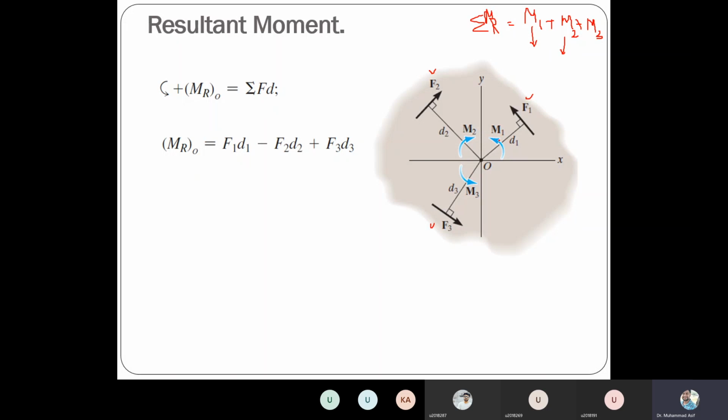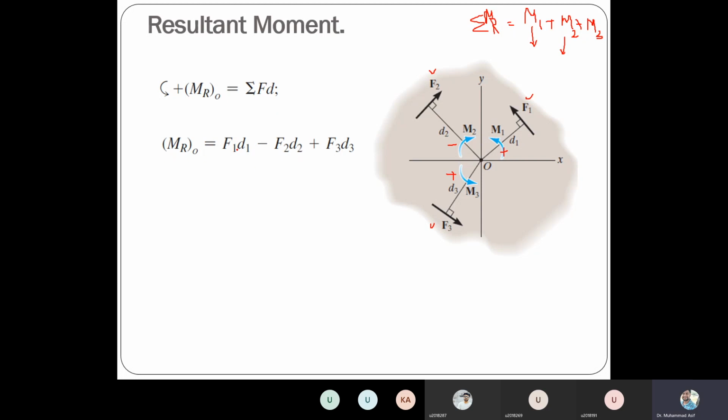You can see M1 is in the counterclockwise direction, right? So this will be positive, right? So F1 times D1 will be positive, whereas M2 is in the clockwise direction, so this will be negative. Similarly, M3 is again in the counterclockwise direction, so this will be positive. So one moment will be negative and two moments will be positive.